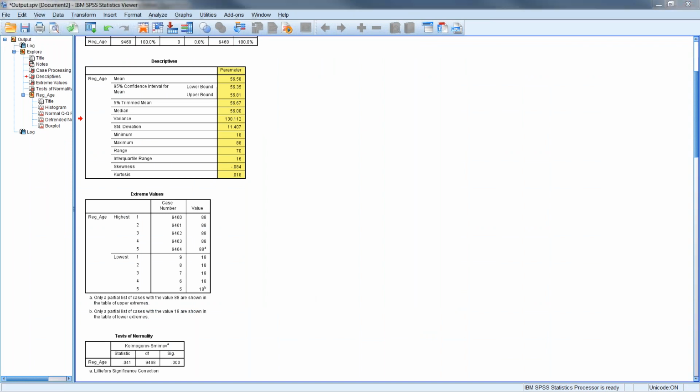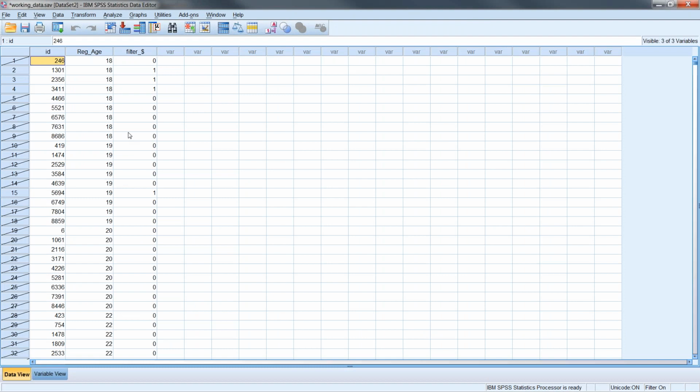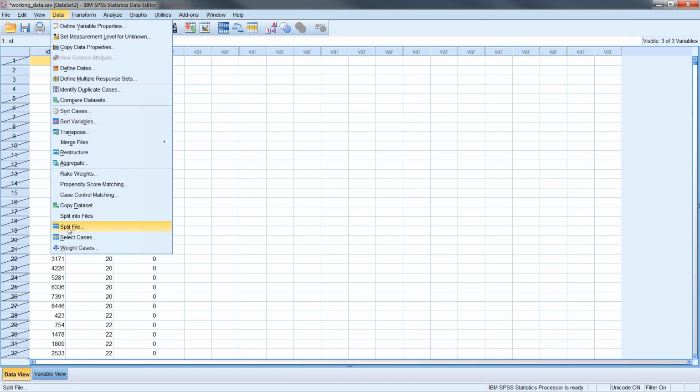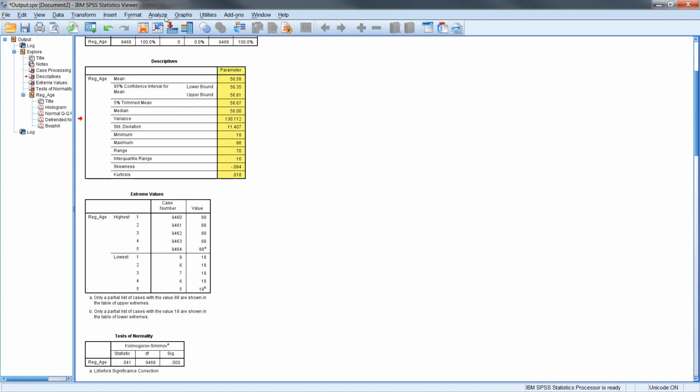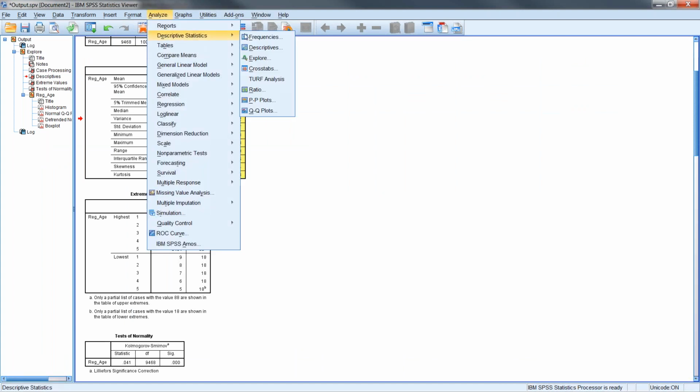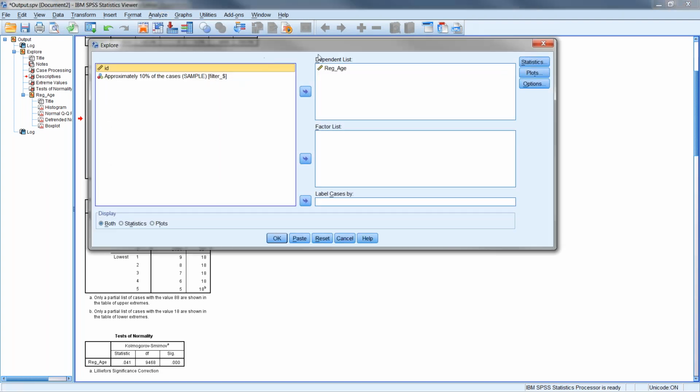And then I have a filter variable now. So this is the filter, the ones are what were chosen. And as you can see, it crossed out these guys that aren't chosen. So what I want to do is click data. I want to split my file. I want to compare groups. I'm going to organize it by my variable here, the filter variable. I'm going to hit OK. Now I'm going to go into the descriptives. I'm going to go into Explore. This is in SPSS, which is very nice. I picked age.